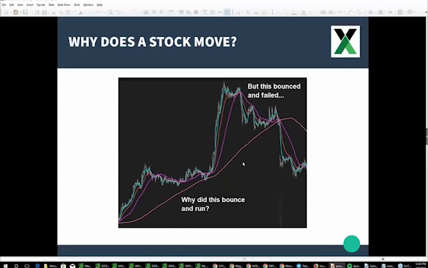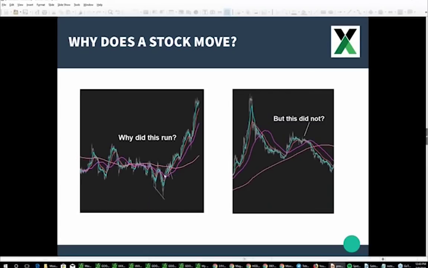It didn't work. So I kind of kept moving around, like, why was this one underneath the moving averages and exploded, but this one's over the moving averages and fell?